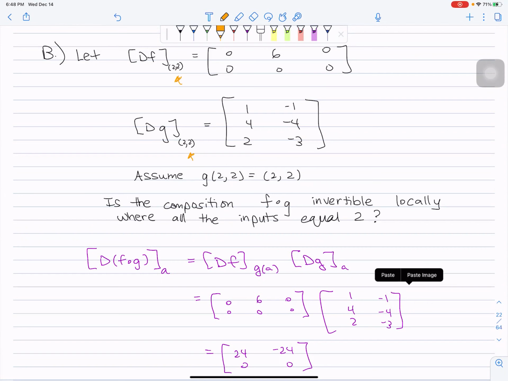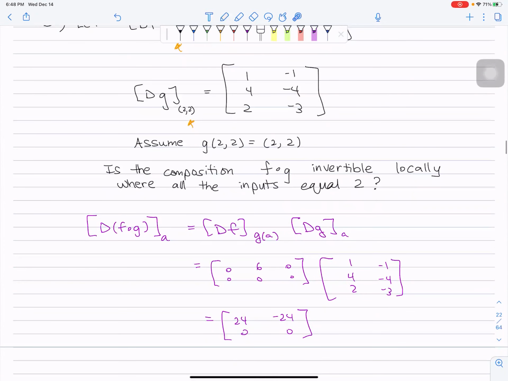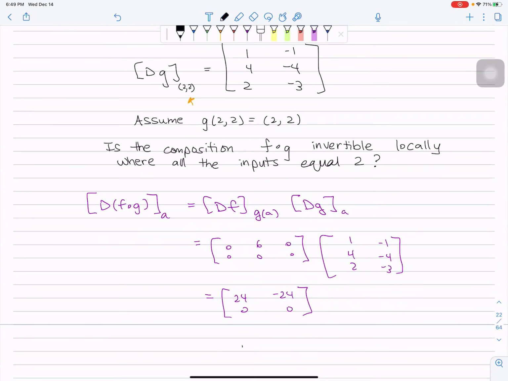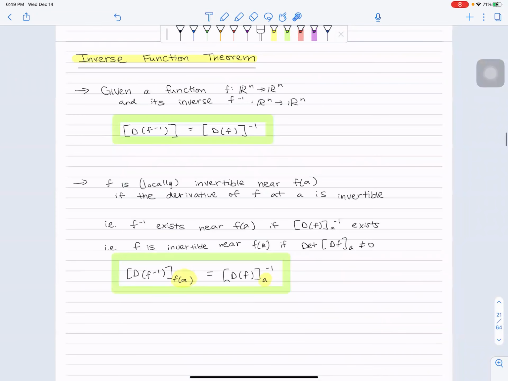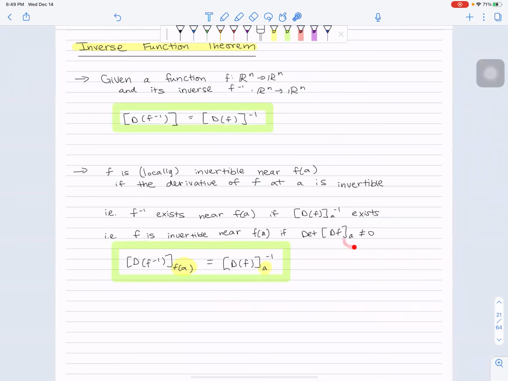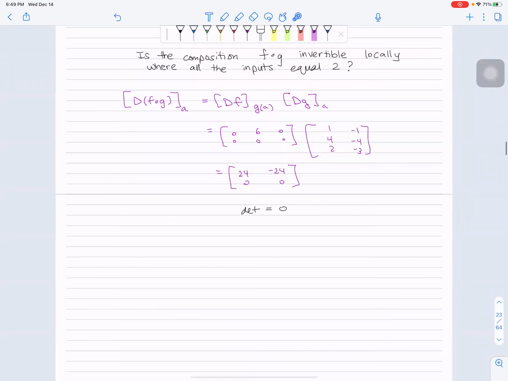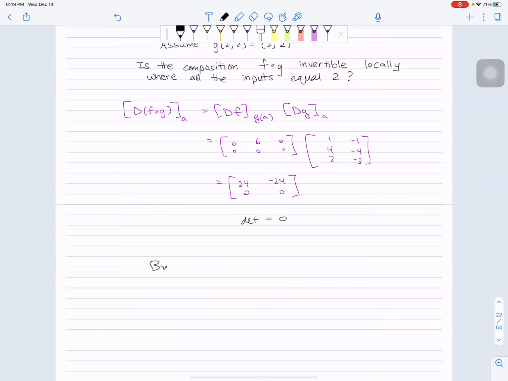Now, is this matrix invertible? Well, its determinant is 0. So by the inverse function theorem, note that the inverse function theorem only tells you that if it's not 0, then it's invertible. But if it is 0, it's just inconclusive. So by the inverse function theorem, f of g is not necessarily invertible. We don't know because the determinant is 0.